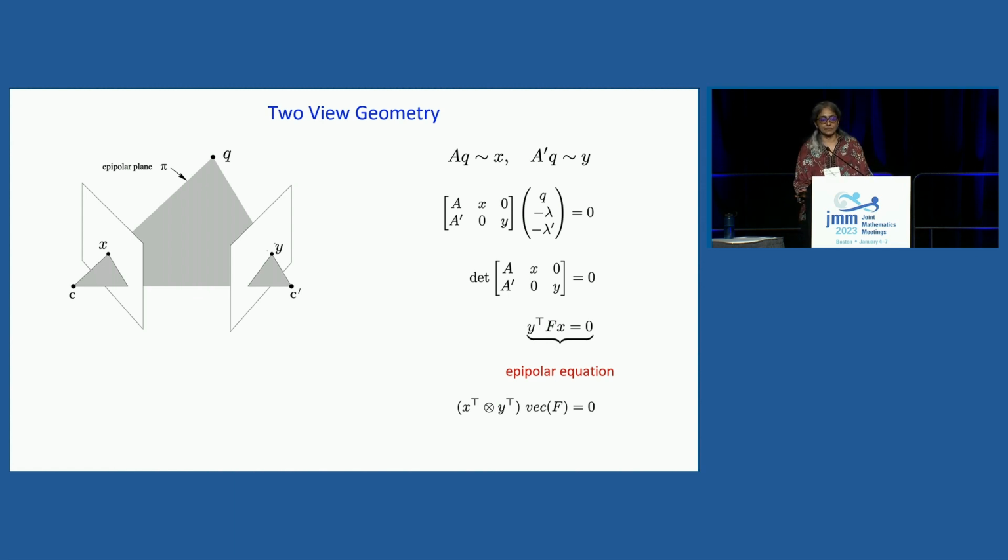A is the first camera. Q is the world point. So AQ is X, and A prime Q is Y. The tilde just means that we are looking at equality in projective space. Okay? So now let me rewrite this.